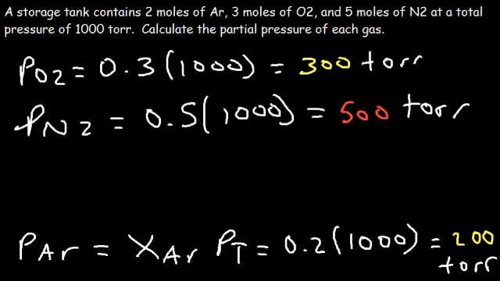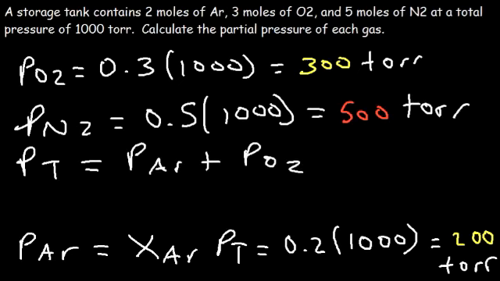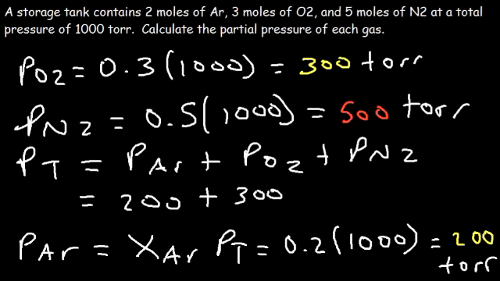According to Dalton's law of partial pressure, the total pressure is the sum of the individual partial pressures. So if we add 200 plus 300 plus 500, this will give us a total pressure of 1,000.